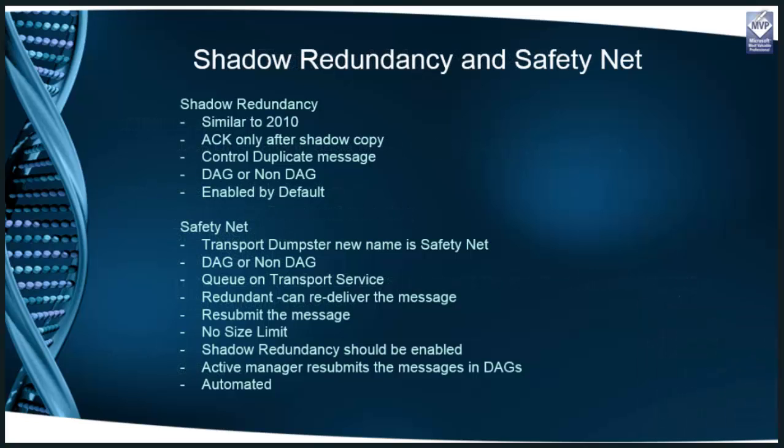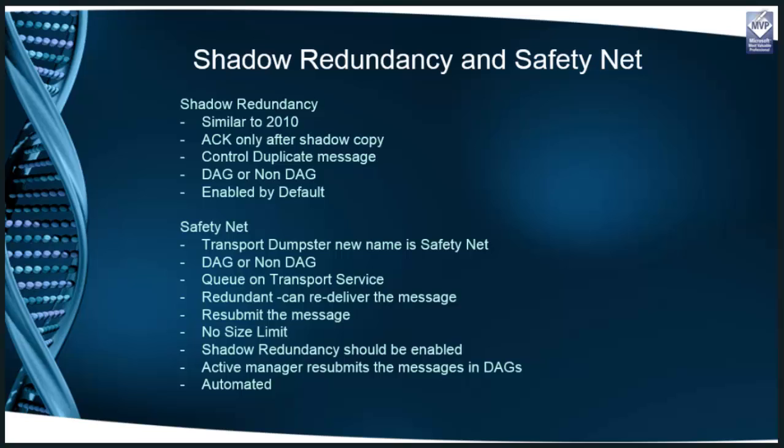All right. Shadow redundancy and safety net. So shadow redundancy is almost similar to Exchange 2010. Shadow redundancy sends acknowledgement only after making shadow copy. If shadow copy of a message is successfully created, but SMTP session between the sending SMTP and the primary server times out, the primary server accepts and processes the primary message. The sending SMTP server will redeliver acknowledged message, but duplicate message detection will prevent Exchange mailbox users from seeing the duplicate messages. All right, isn't it good? It's kind of a brain working. It's kind of a sensible high availability.